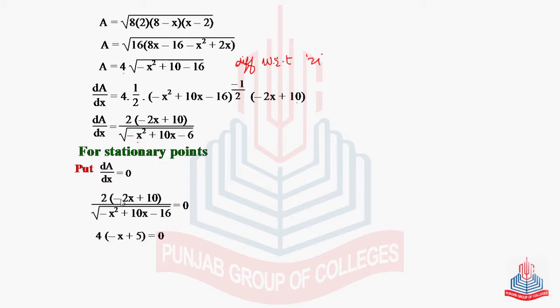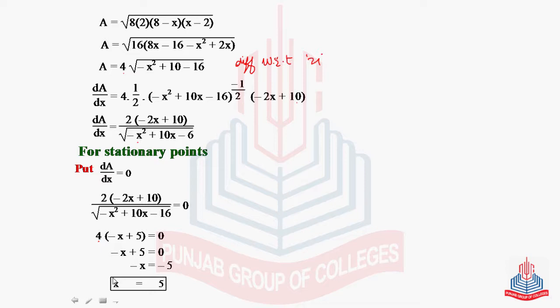So that will become 4 into minus x plus 5. And from here we can take minus 2 as a common factor. So 2 into 2 will become 4, and we have left minus x plus 5 is equal to 0. And from here 4 cannot be equal to 0, so we have only minus x plus 5 is equal to 0, and from here x is equal to 5. So this is the value where the area may be maximum or may be minimum.